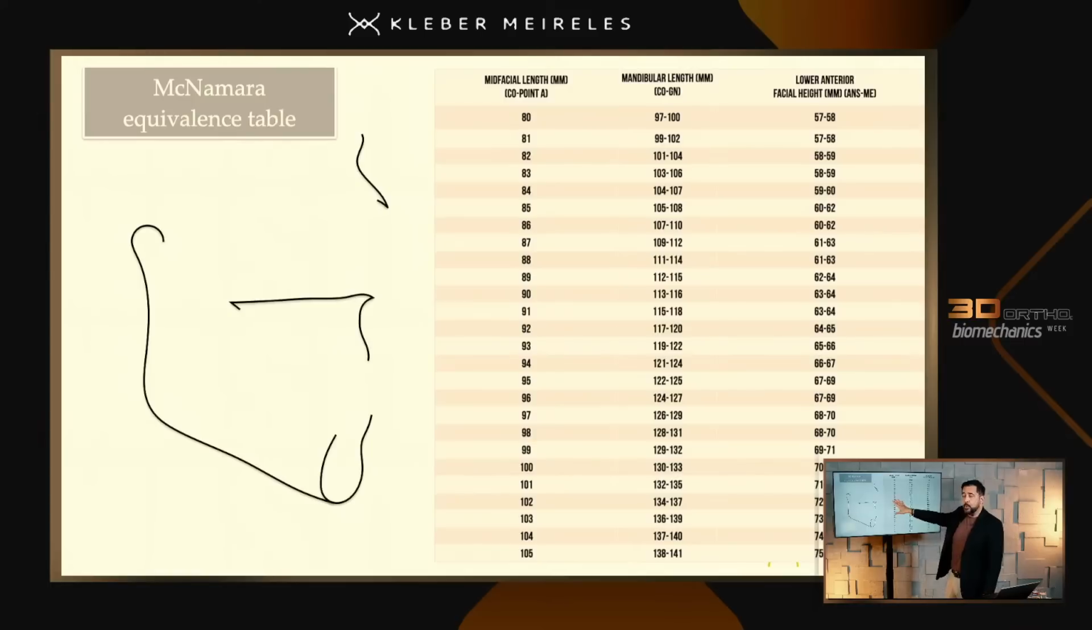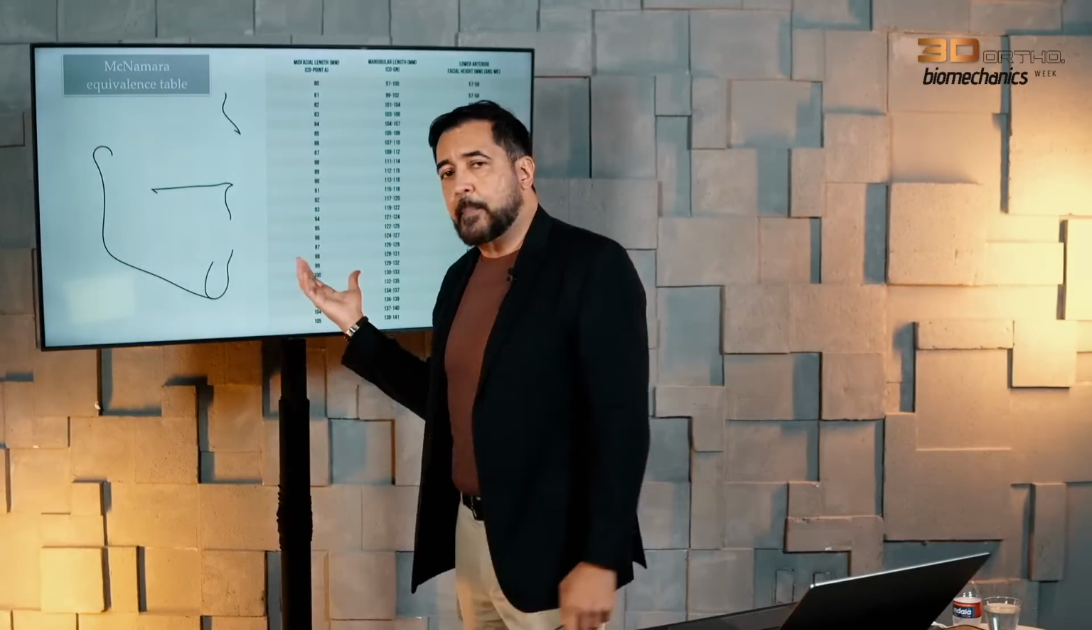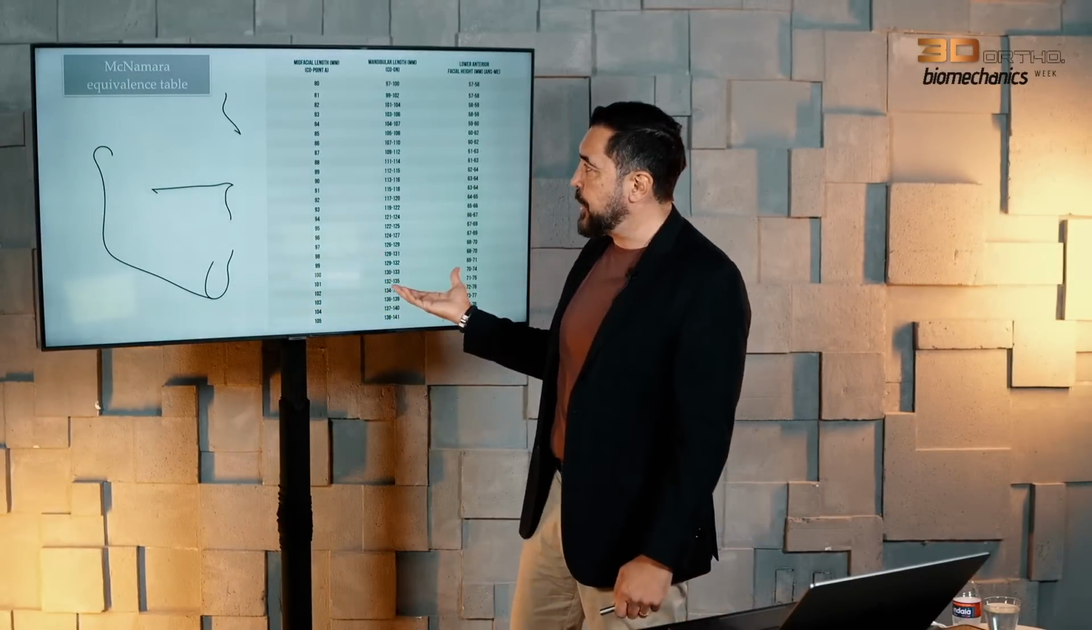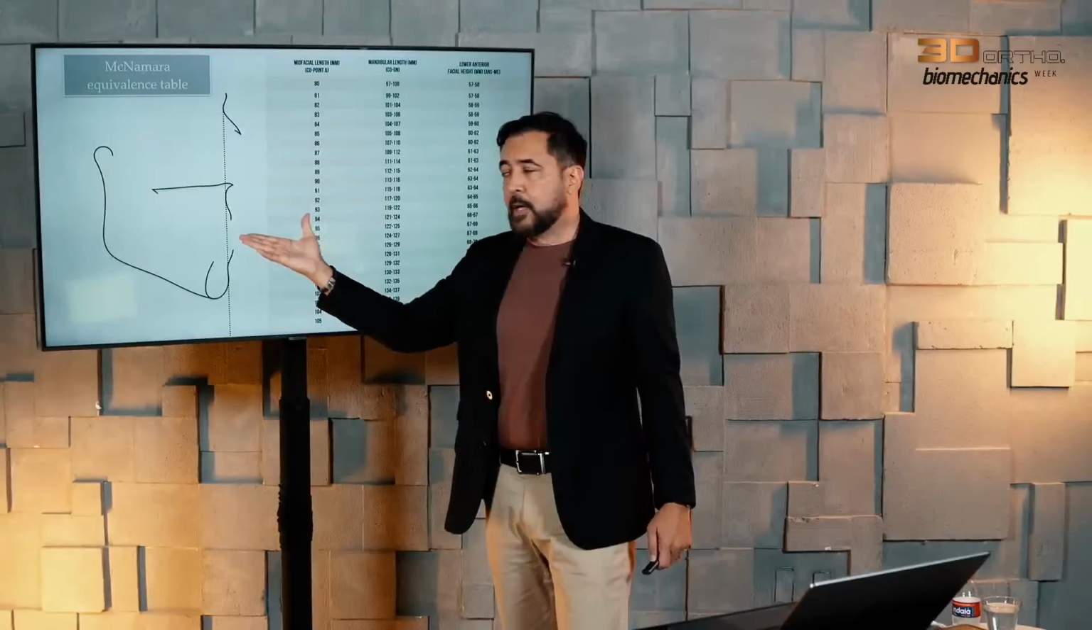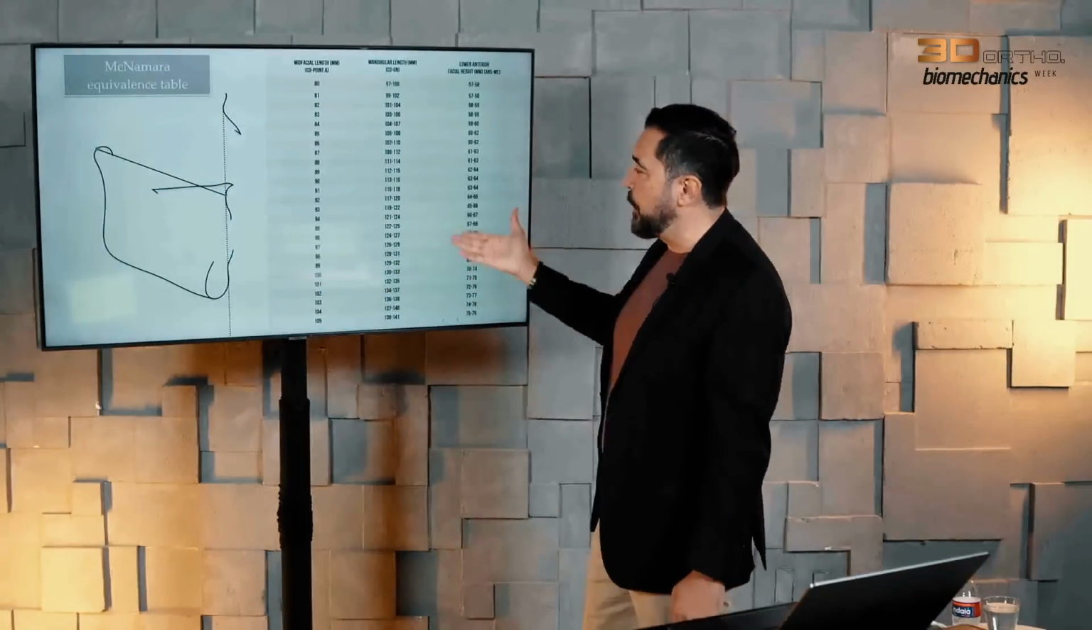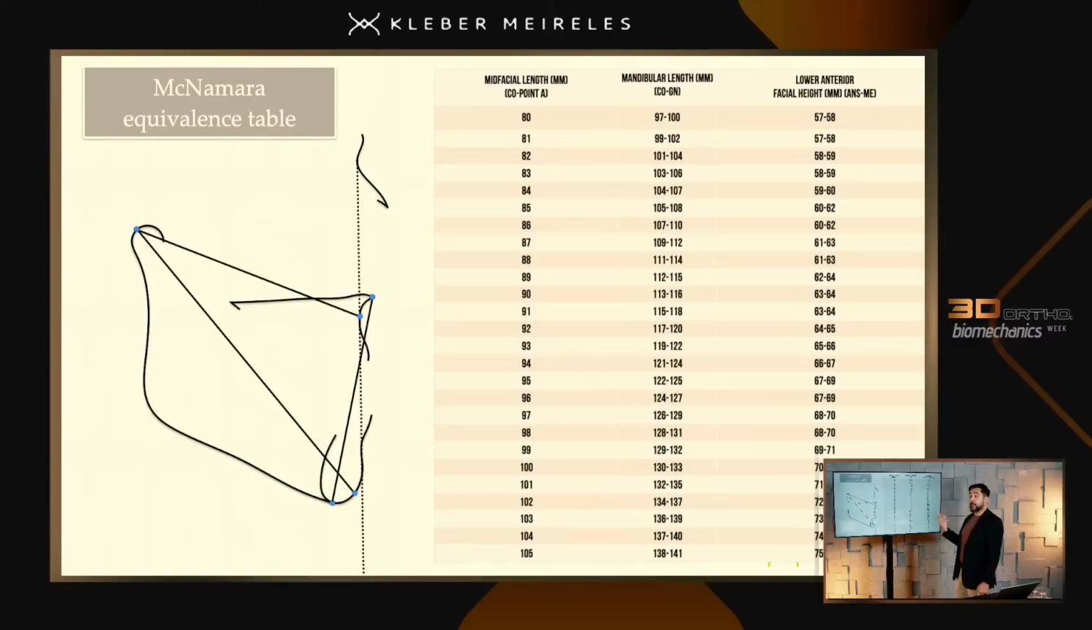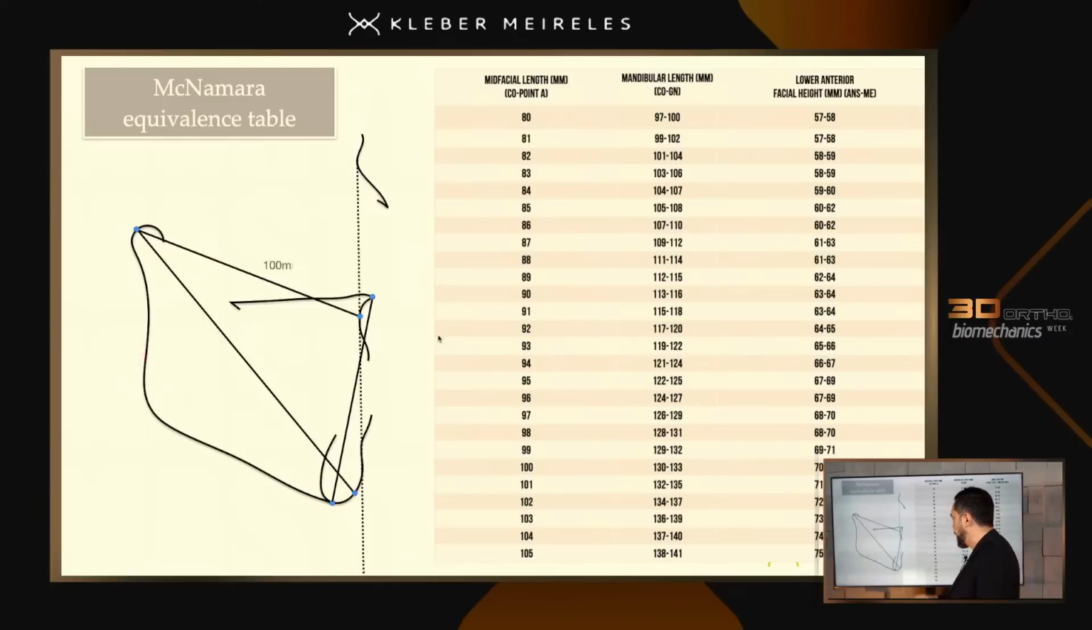And I'm going to show you how this is completely linked in our daily practice to what we see in our patient's profile, in our patient's occlusion. Look at that. We have here the table of McNamara. This is cephalometric analysis. You already know that, of course you do. And we have the length of the maxilla, the length of the mandible, and also the lower anterior face height.